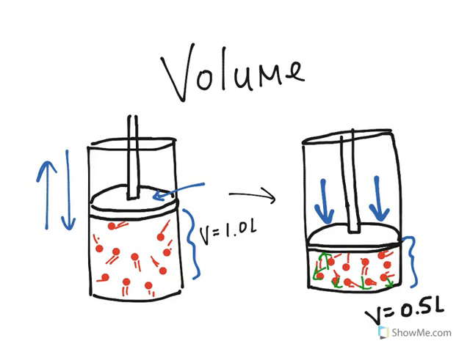So there's actually an inverse proportional relationship between pressure and volume. If the volume goes down, in this case it went down by a factor of 2, then the pressure is going to go up by a factor of 2. And that's how volume is related to pressure. A change in volume can affect a change in pressure.